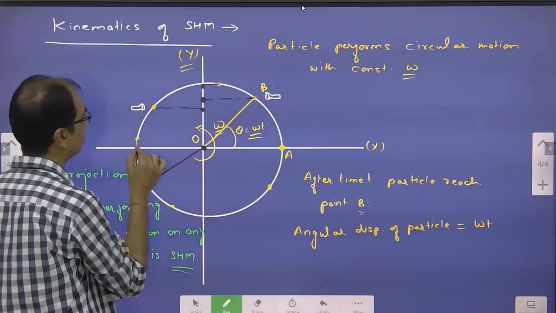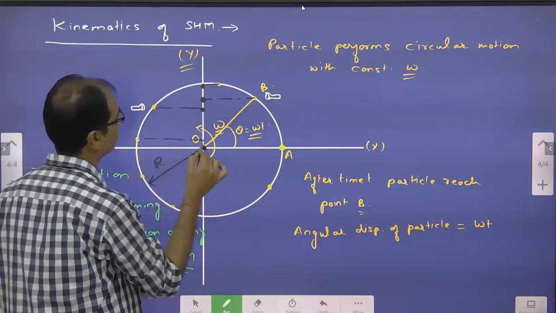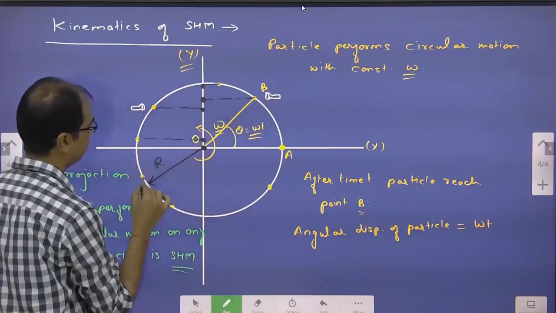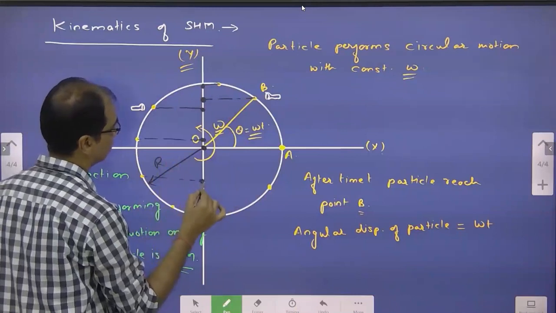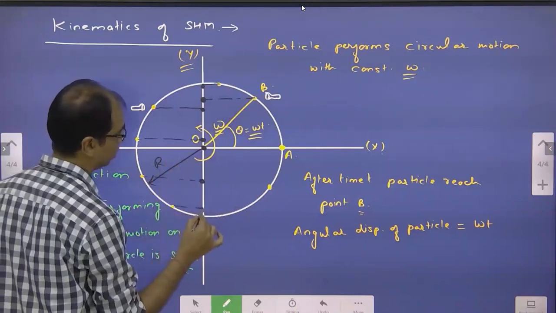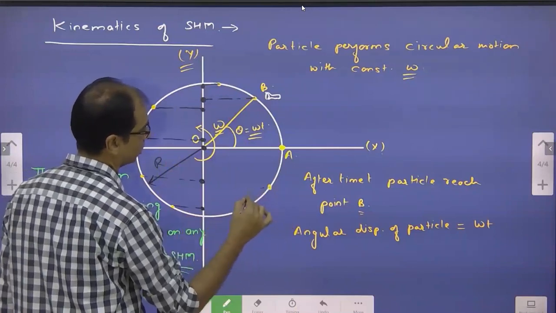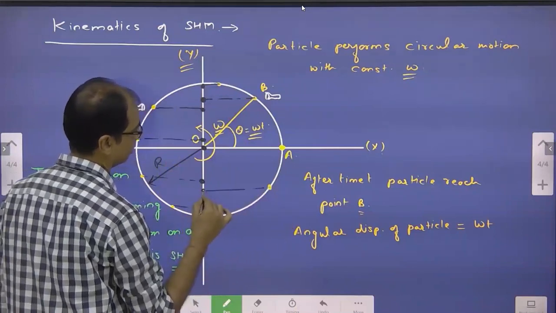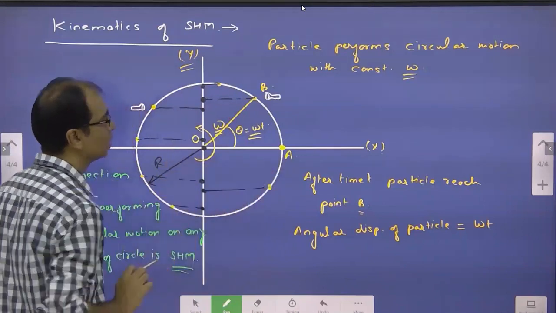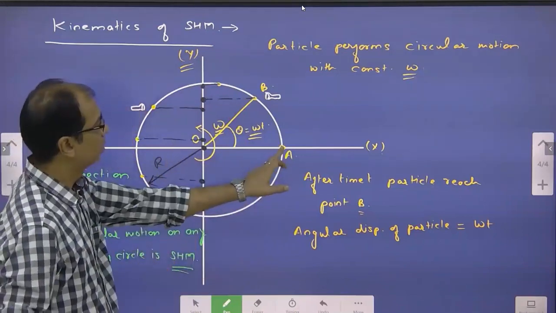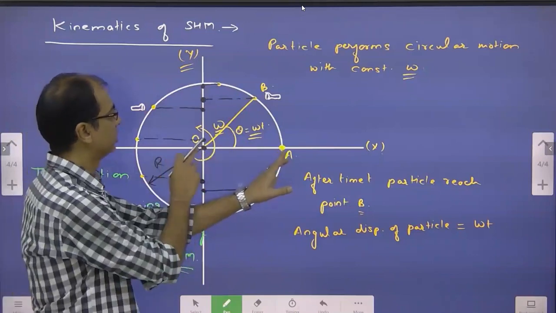When you are coming over here, then its shadow is here. When you are here, then the shadow is here. When you are here, it's at this point. Then again you reach over here, so again the torch is here, so then it's here. And again back. That means here. So see, when the particle is over here, its shadow is at this point. I'll show you.